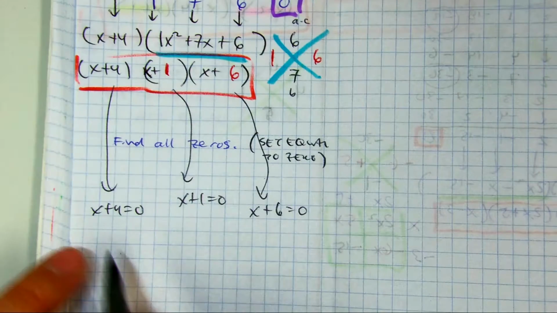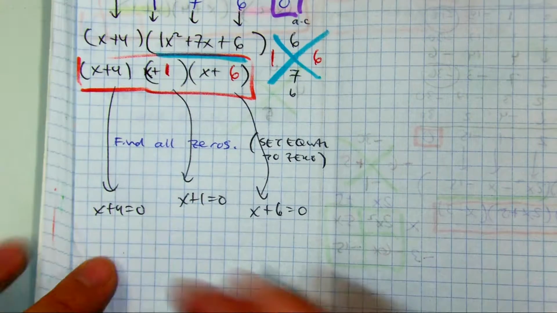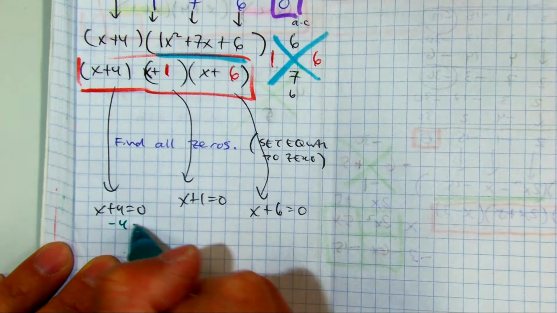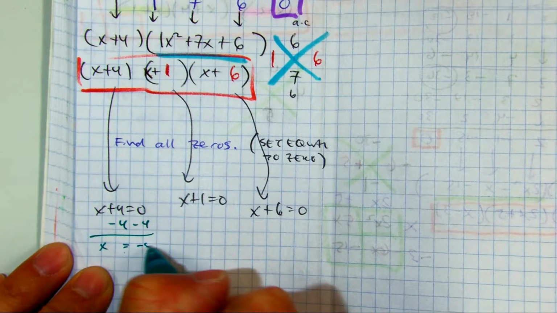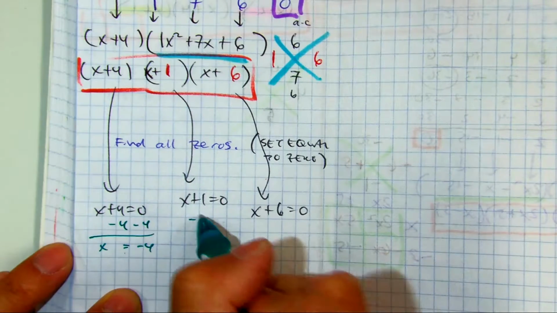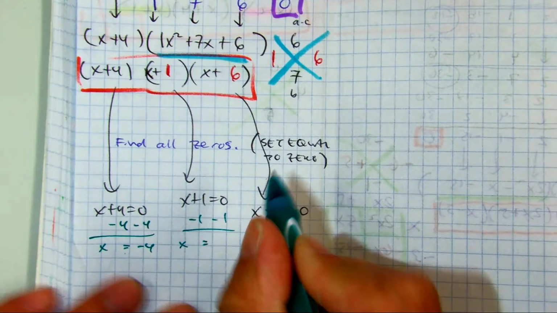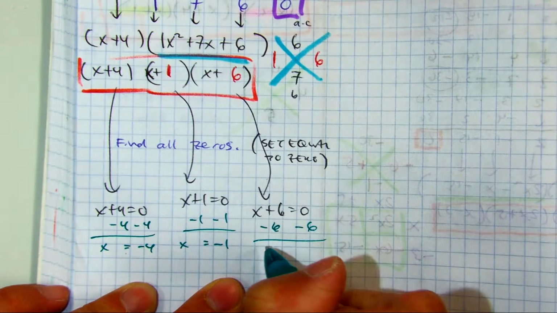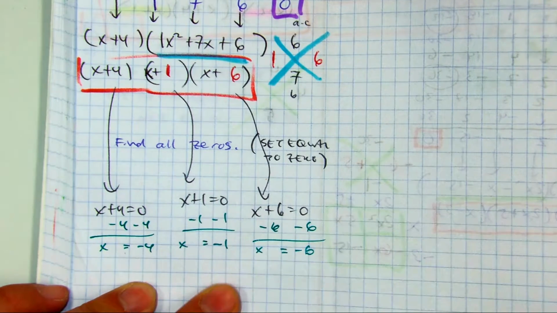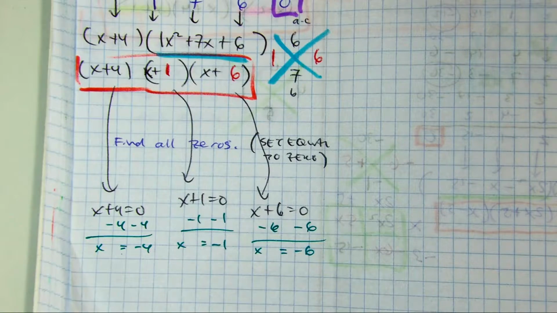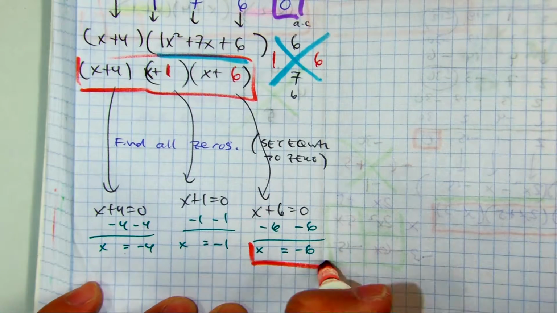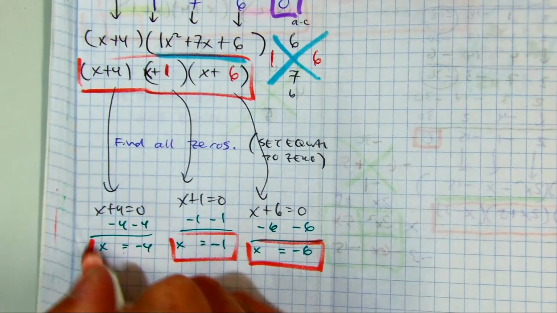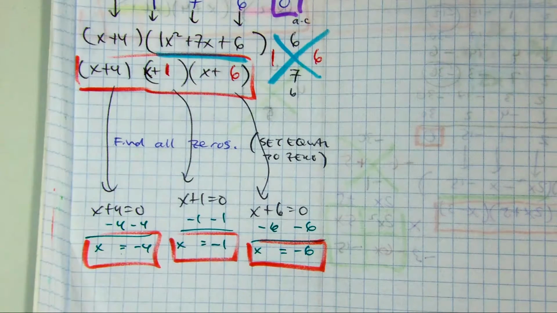Class, if you solve that, what do you get? x equals -4, x equals -1, x equals -6. Real or complex? These are real numbers, right?